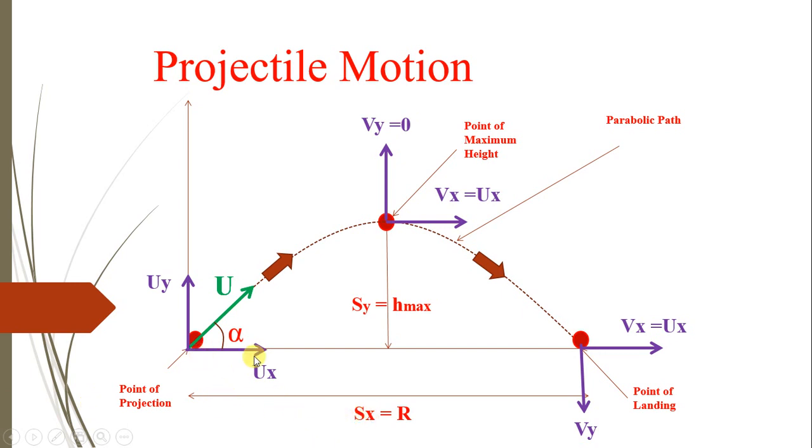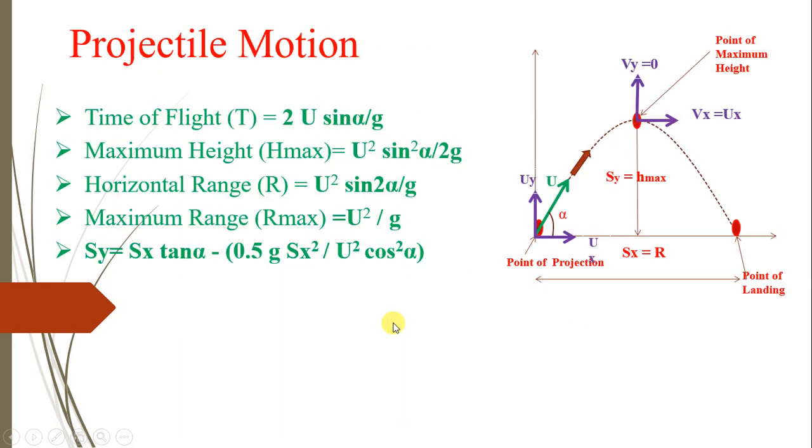As the point of projection and point of landing are at the same level, the horizontal displacement is directly equal to the maximum range r. Similarly, sy is the vertical displacement, the maximum height attained by the object. Based on this, in the previous video we derived the trajectory equation as sy equals sx tan alpha minus 0.5 g sx square divided by u square cos square alpha.